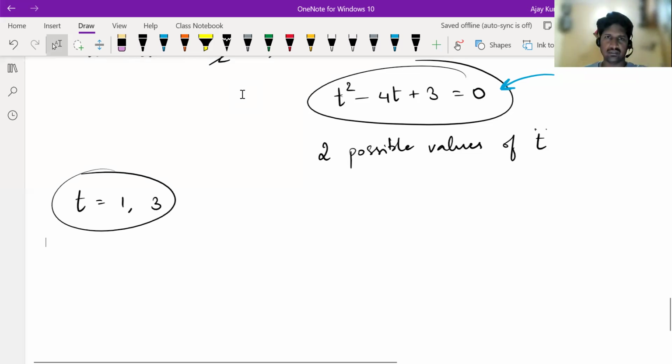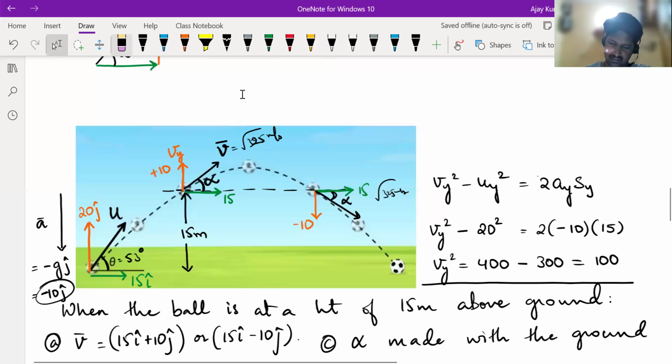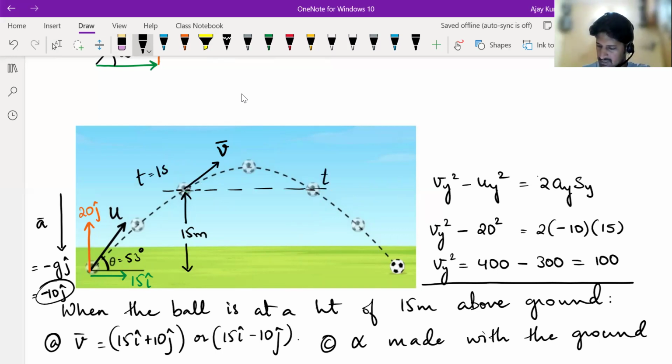Okay, therefore we can say that the object is at this height first time. Okay, let me erase all this just to make things clear. The object is at this height (15 meters) first time at t is equal to 1 second, and the second time at t is equal to 3 seconds. Okay, that is what the equation tells us. That is why we got two different roots.